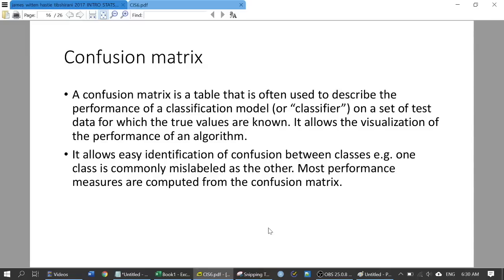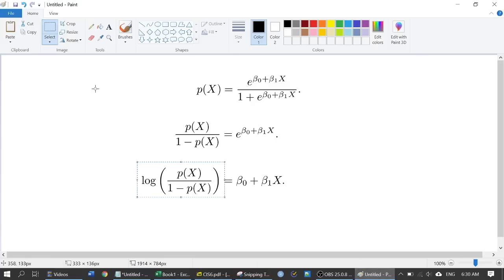Now, in evaluating the accuracy of our models, we have what we call the confusion matrix. A confusion matrix is a table that is often used to describe the performance of a classification model, or classifier, as the classification technique is called, on a set of test data for which the true values are known. It allows the visualization of the performance of an algorithm. We are going to do this confusion matrix in our lab sessions later so that you can see this more clearly. Before we do that, I just want to tell you one thing.